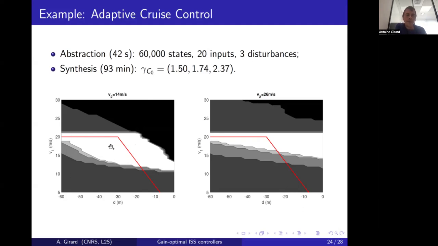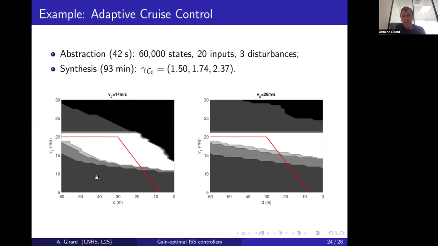So the white attractor is the one for the lowest level of disturbance. Light gray is the middle level, and here a bit darker, it's the attractor for the highest level of disturbance. And the dark gray region here is the basin of attraction, right? And what is black is what is outside the basin of attraction. So basically, in the black region, the follower would crash into the leader.